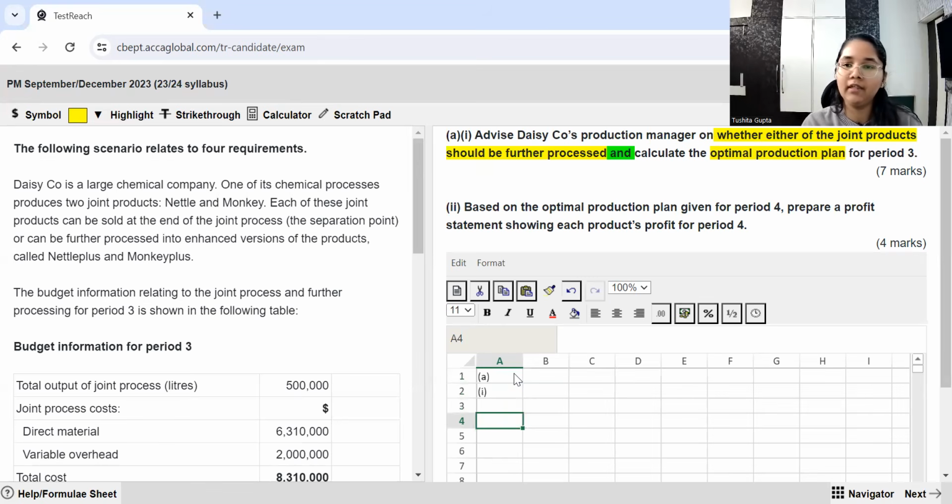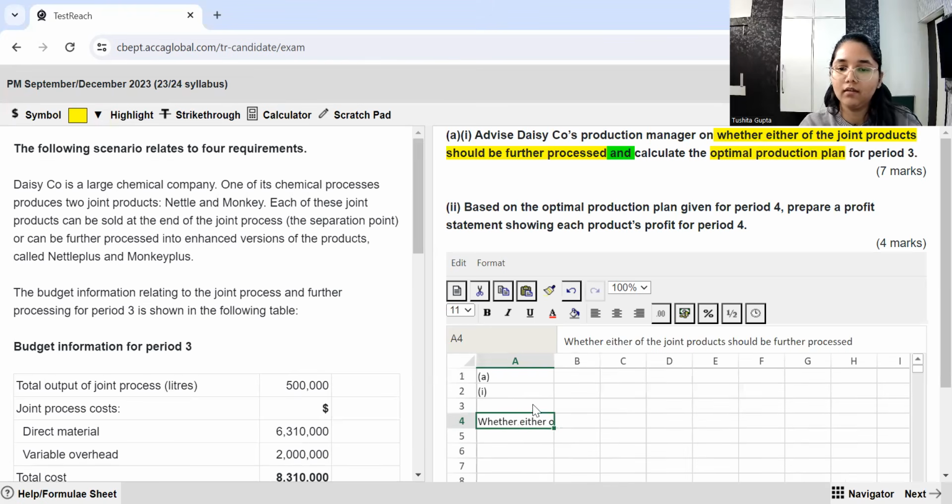We can also put in a heading over here that this is whether either of the joint products should be further processed, right? And the optimal production plan, we will again try to put a heading for that. Okay, let's leave it like that for the time being, then we can come back to the formatting later.